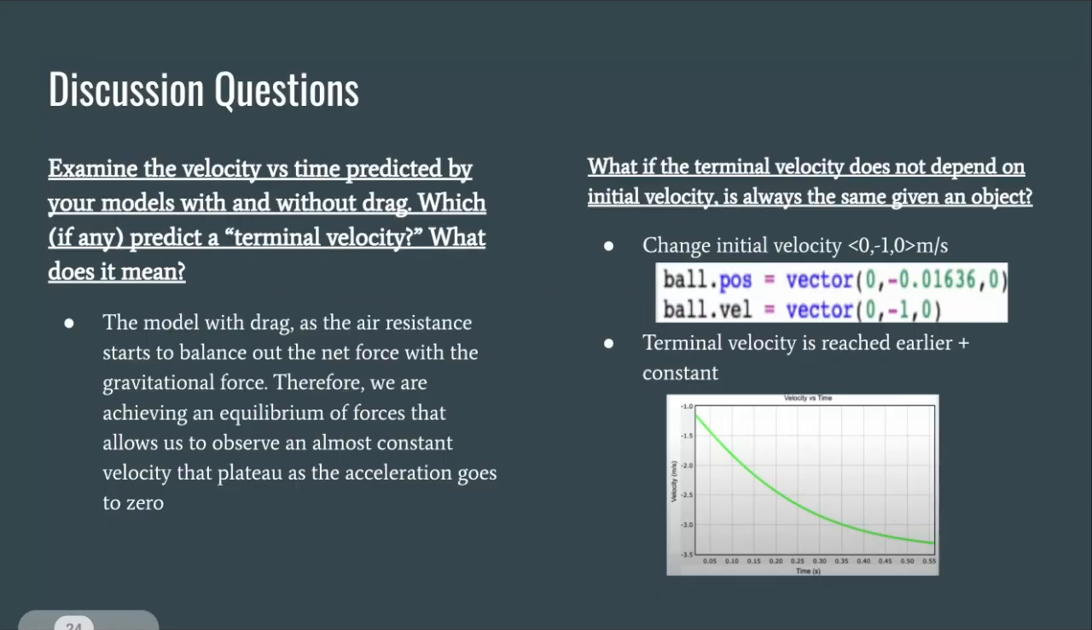The model with drag would predict the terminal velocity as the air resistance starts to balance out the net force with the gravitational force. Therefore, we are achieving an equilibrium of forces that allows us to observe an almost constant velocity, that plateau, as the acceleration goes to zero.